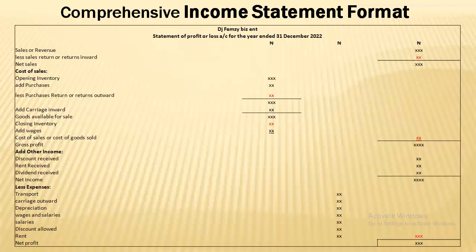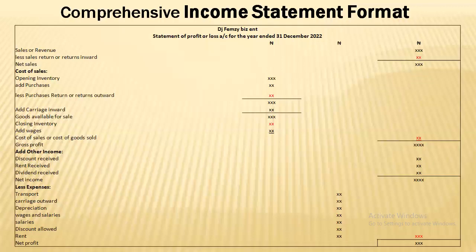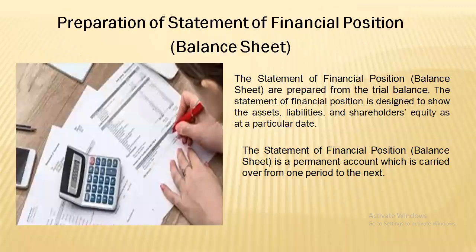You could have other expenses. So if you total the expenses and deduct it from our net income, we will have a gross profit. That is if and only if our net income is greater than our expenses. If the expenses are greater than the income, that means we are going to have a loss. So that's that about the comprehensive income statement.